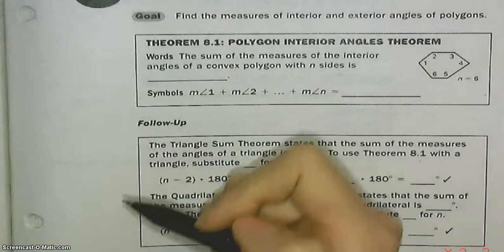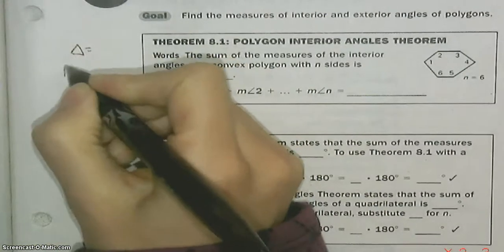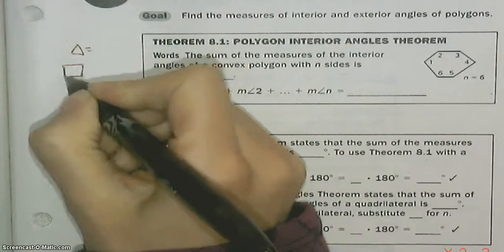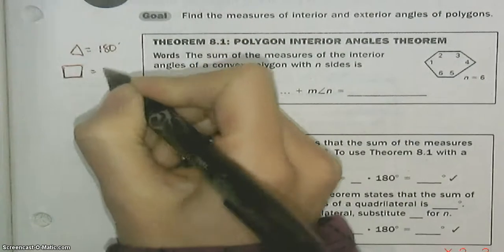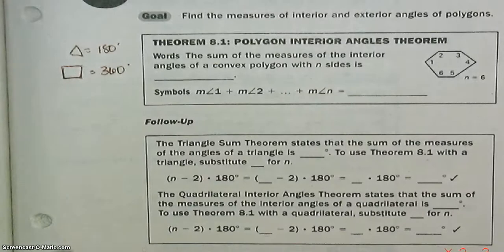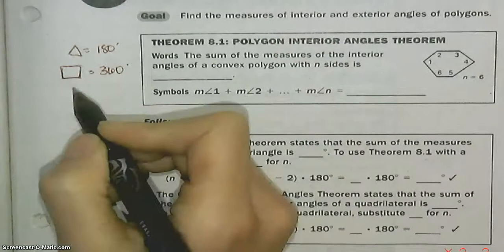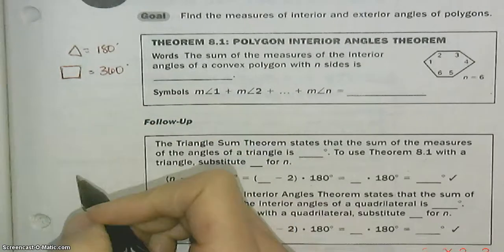Previously, we've talked about how to find the angles in a triangle and in a quadrilateral. And hopefully you remember that in a triangle, there's 180 degrees, and in a quad, there's 360 degrees. Well, what about all the rest of the shapes? What about a five-sided shape? What about a six-sided shape? That's what we're going to talk about today.